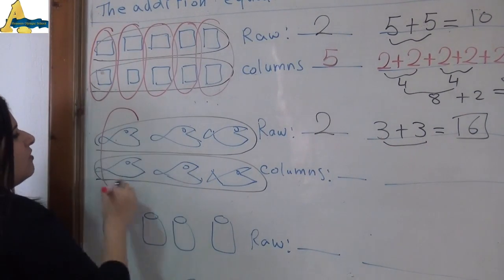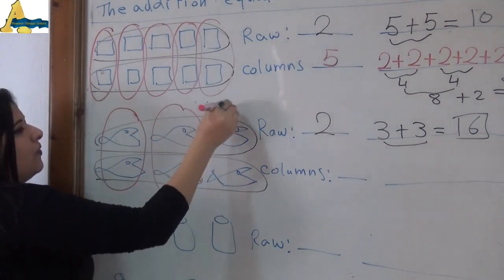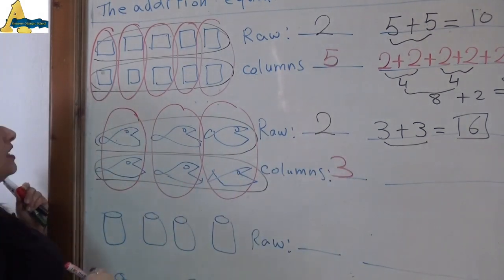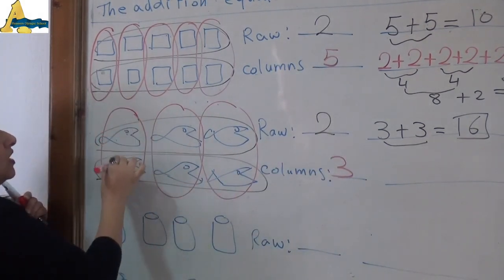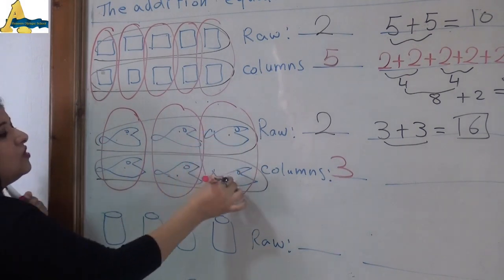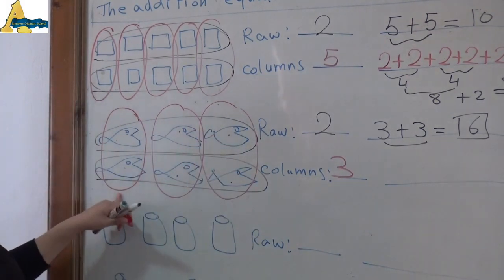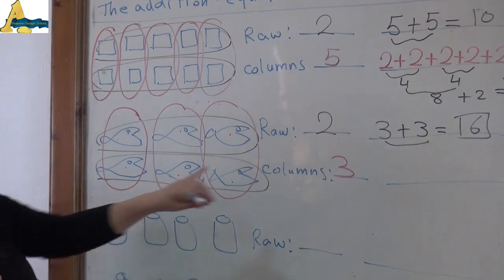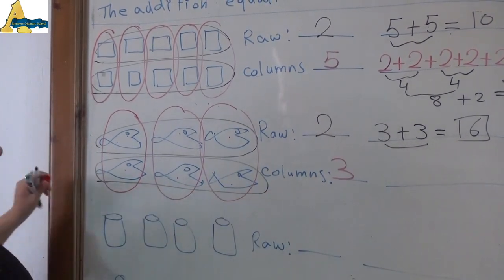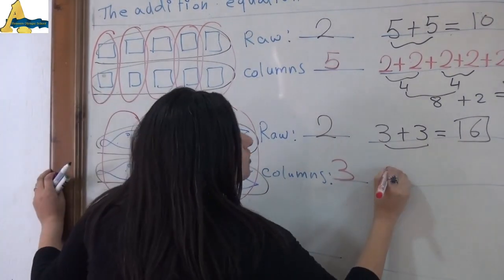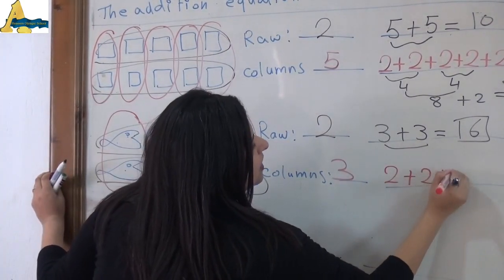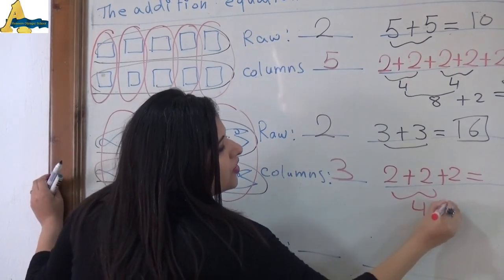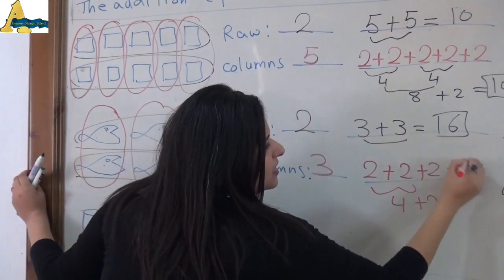So let's do it by columns. How many columns do I have? 1, 2, 3. I have 3 columns. In each column, how many fish do I have? 1, 2. So in each column, I have 2 fish. So this means 2 is going to be repeated 3 times. I'm going to repeat it by addition. So 2 plus 2 plus 2. Double 2, 4. Another 2, it will be 6.